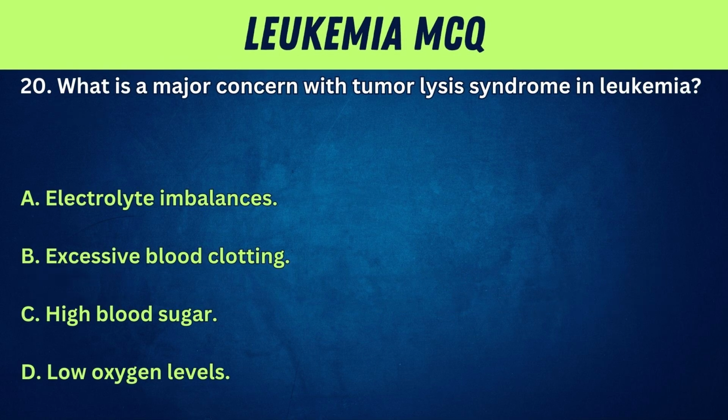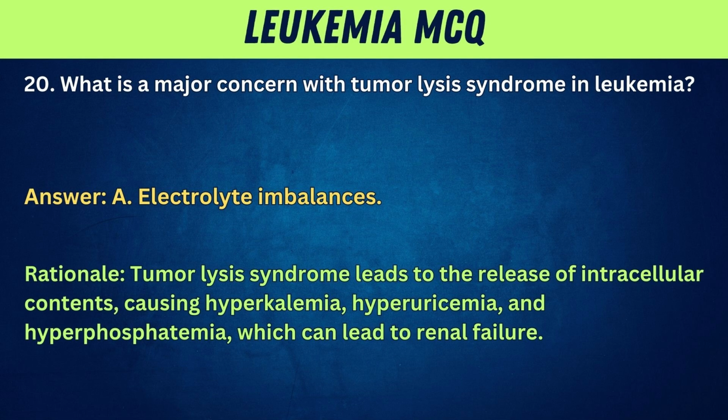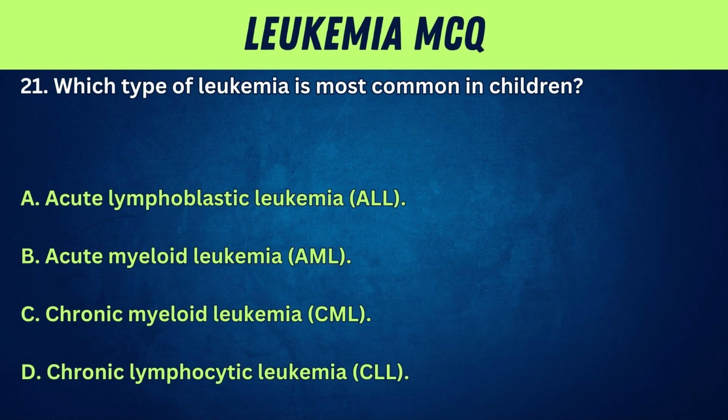20. What is a major concern with tumor lysis syndrome in leukemia? A. Electrolyte imbalances. B. Excessive blood clotting. C. High blood sugar. D. Low oxygen levels. Answer: A. Electrolyte imbalances. Rationale: tumor lysis syndrome leads to the release of intracellular contents, causing hyperkalemia, hyperuricemia, and hyperphosphatemia, which can lead to renal failure.